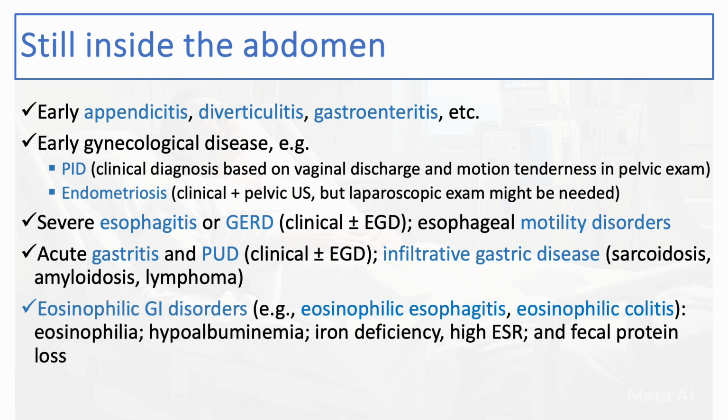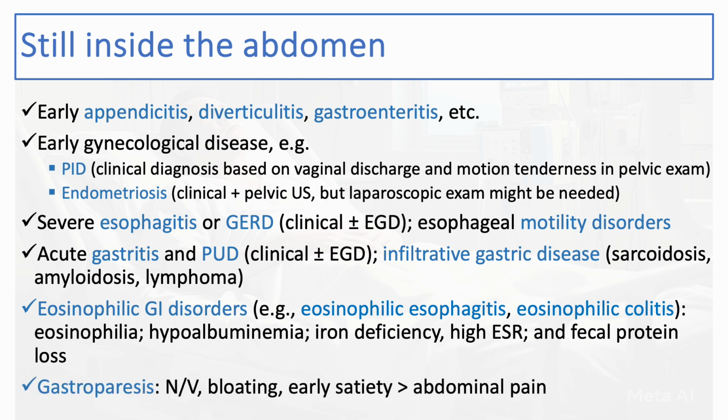Eosinophilic GI disorders like eosinophilic esophagitis and eosinophilic colitis. These are becoming more and more recognized nowadays. Some clues to this diagnosis include presence of eosinophilia in the CBC that's not explained by other common disorders like asthma or allergies. Low albumin, partly because of the loss of protein in the feces. Iron deficiency, high inflammatory markers like high ESR. So if you see these in patients with GI symptoms and imaging is not very impressive, think about eosinophilic disorders, and then you might need further testing, including upper endoscopy as well and biopsies.